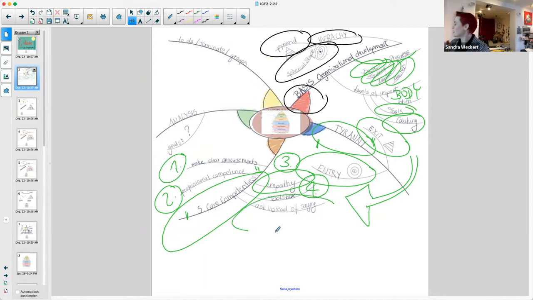And last but not least, the fifth core competence is to be able to ask instead of telling or saying people what to do. This is the next tool that I will introduce.